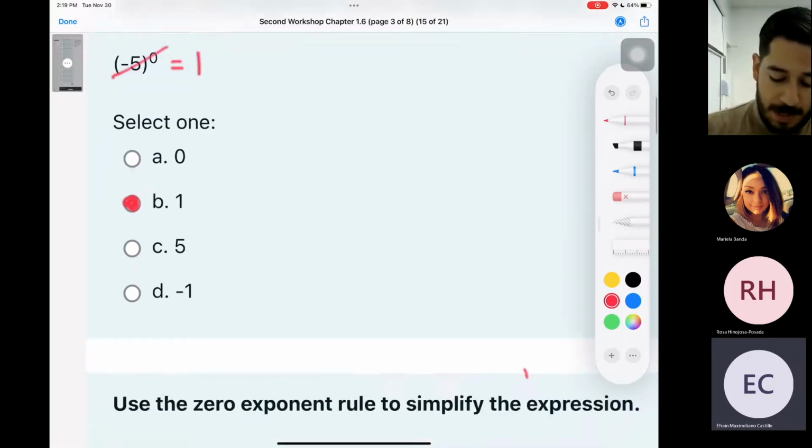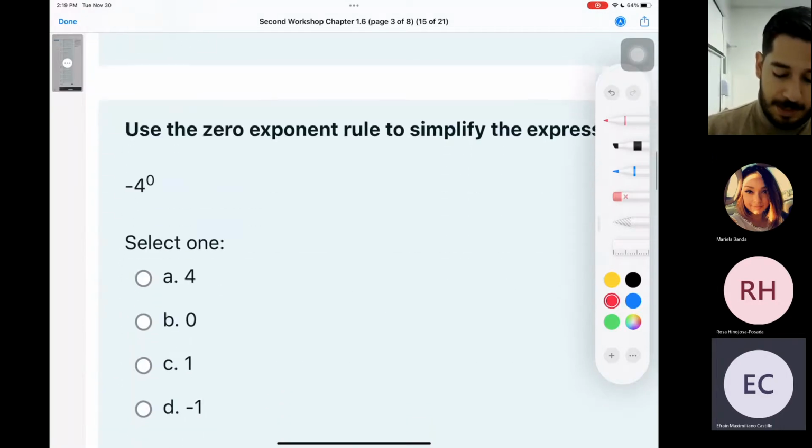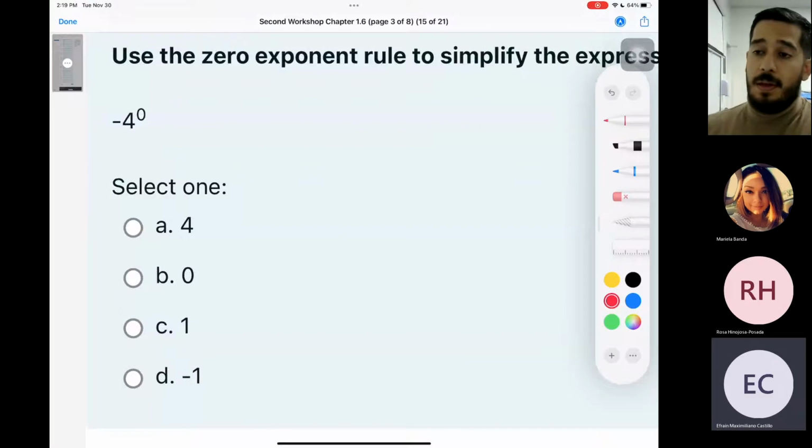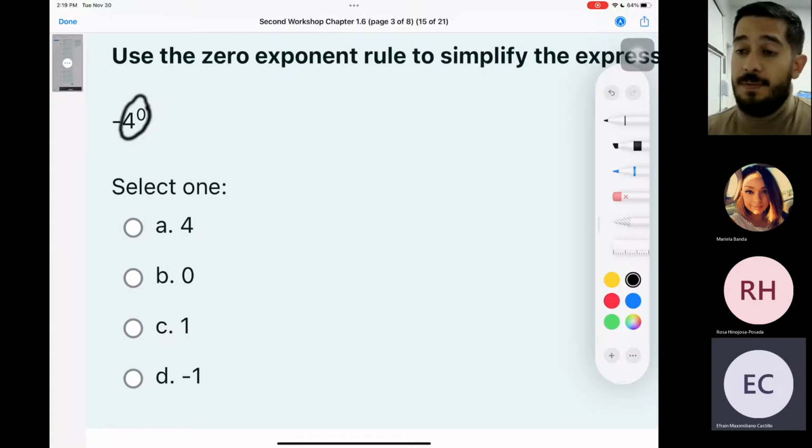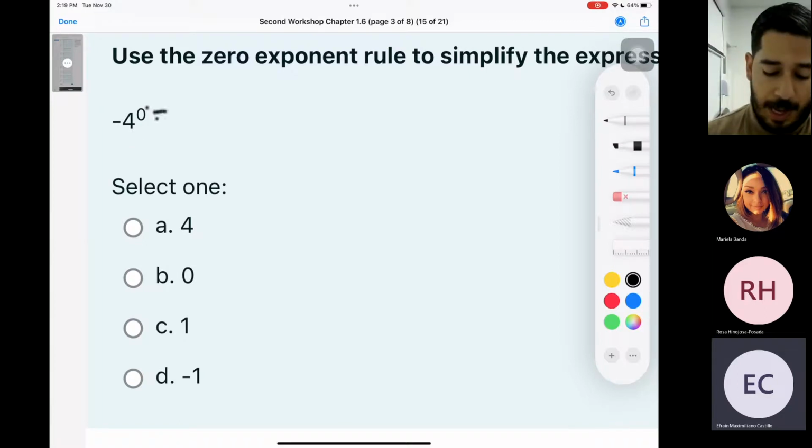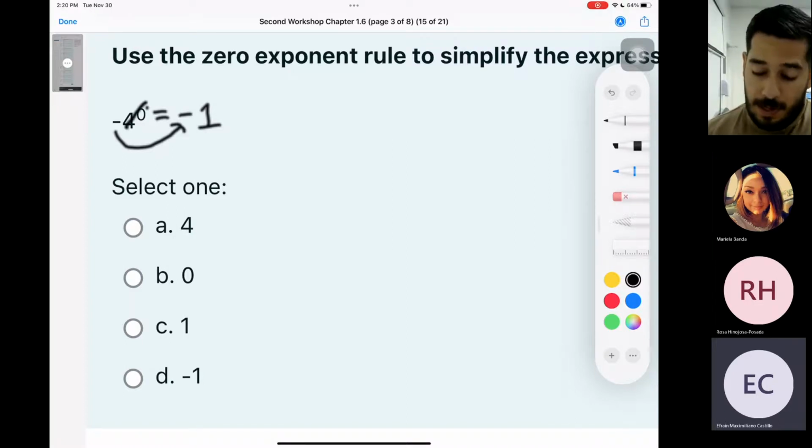But it might be a problem when we reach examples that don't have parentheses, like this one. When we don't have a parenthesis, you have to be careful, because the exponent is going to cancel out only whatever's in front of it. In this case, only the 4 is in front of it, not the negative sign. So I am going to cancel out the 4 with the exponent, and I'm going to have a negative sign as a leftover. Of course, anything that cancels out equals 1, so with the negative sign in front, the result should be -1. That is the difference between having a parenthesis and not having a parenthesis.